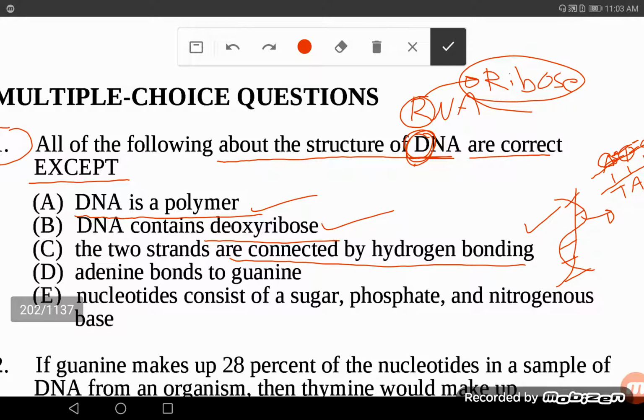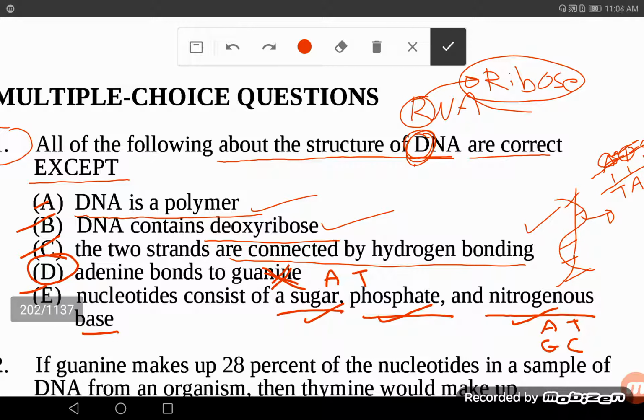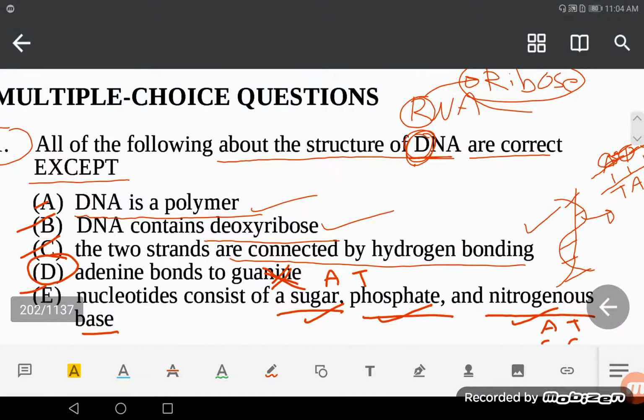Adenine bonds with guanine. I think it's clear that this one is not true, as we know that adenine makes a pair, or we can say makes a bond, with thymine. So this is not true. Let us read the last one. Nucleotides consist of sugar, yes, phosphate and nitrogenous base. Exactly, each nucleotide is made up of a sugar molecule, a phosphate and a nitrogenous base, which may be either adenine, thymine, guanine, or cytosine. So all the others are true about the structure of DNA except D. So the answer for this question is D.